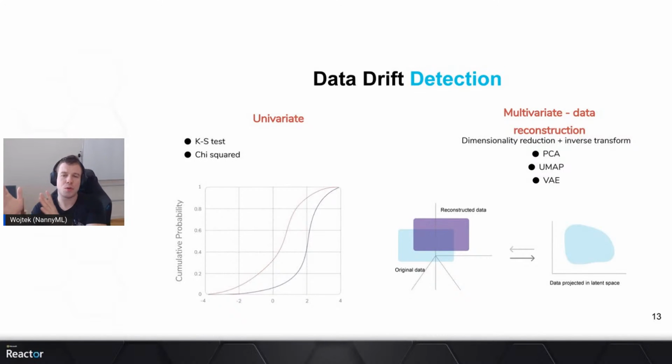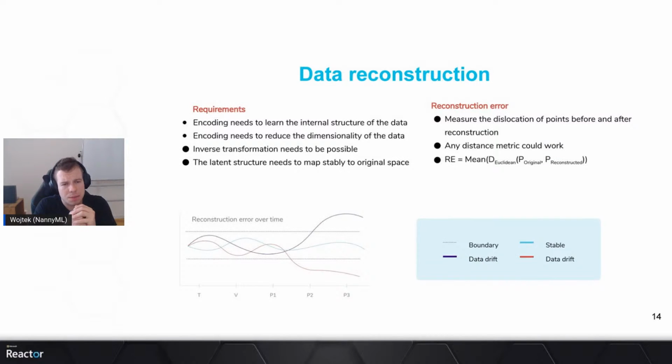Then we're going to run this compressor and decompressor, so the encoding and decoding pair, on our analysis data set. We take the original data, we project it into the latent space, and then we get it back into our original input space again. So we're going to get reconstructed data. When it comes to what methods we use, we can basically use anything that compresses the data: PCA, manifold learning techniques like UMAP, variational autoencoders, anything really works. To be a bit more specific, this encoding needs to learn the internal structure of the data, and it needs to reduce the dimensionality.